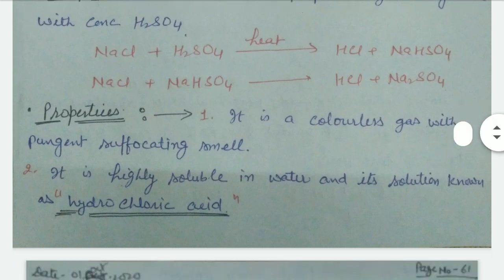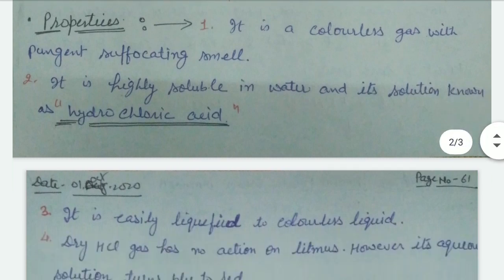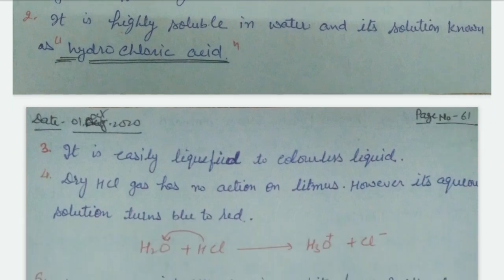Now the properties of HCl. It is a colorless gas with a pungent, suffocating smell, due to the presence of chlorine. Second, it is highly soluble in water and its solution is known as hydrochloric acid. Hydrogen chloride is generally known as HCl, but when dissolved in water it forms hydrochloric acid. It is an easily liquefiable gas and forms a colorless liquid.